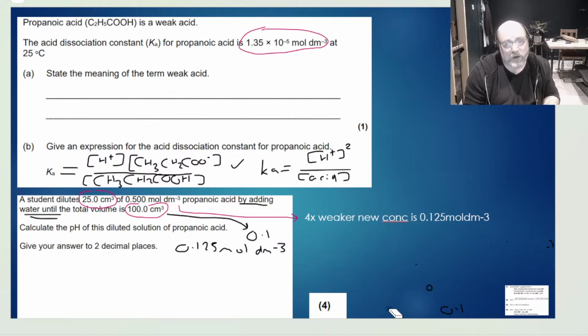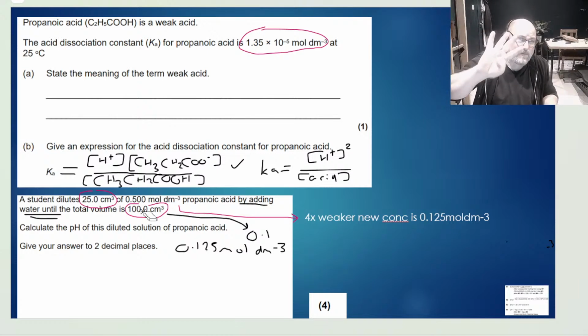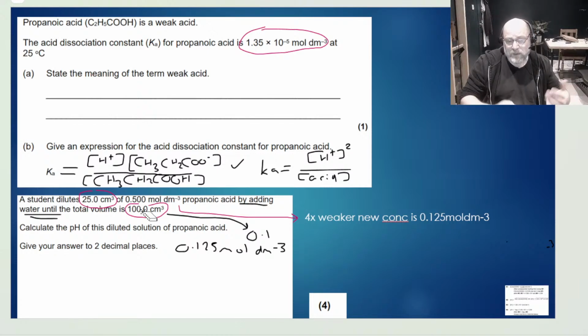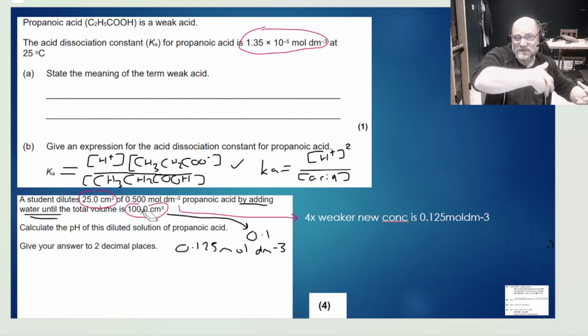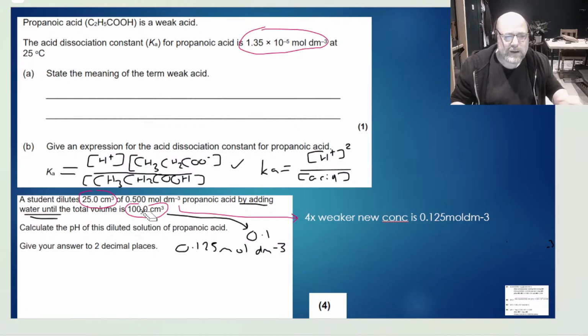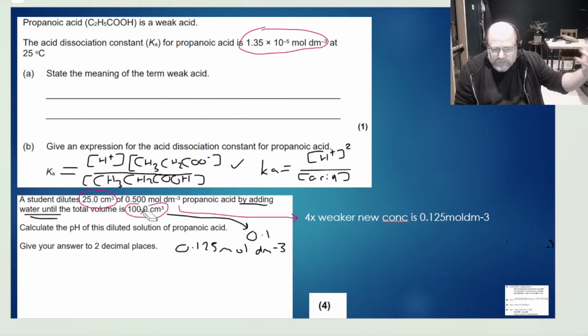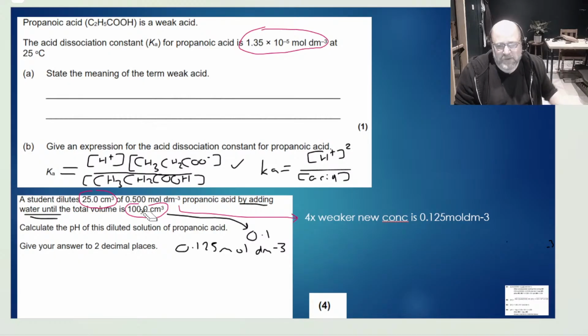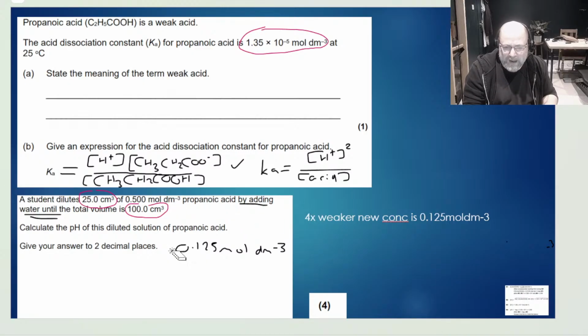You can just say, if you got 25 centimeters or something, can you make it to 100? You've made it 4 times weaker, right? So the new concentration is 0.125. It was 0.5. 0.5 divided by 4 is 0.125, so they've made it 4 times weaker because they went from 25, they added 75 centimeters of water. I know what you're thinking, but they've added 3 times the water. Why isn't it 3 times weaker? But the total volume has gone to 100. So overall, it's 4 times weaker, 100 divided by 25. So the new concentration is 0.125. That is the acid concentration. So the new propanoic acid concentration is 0.125.